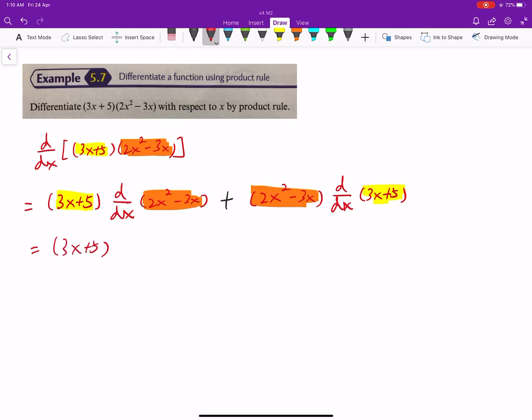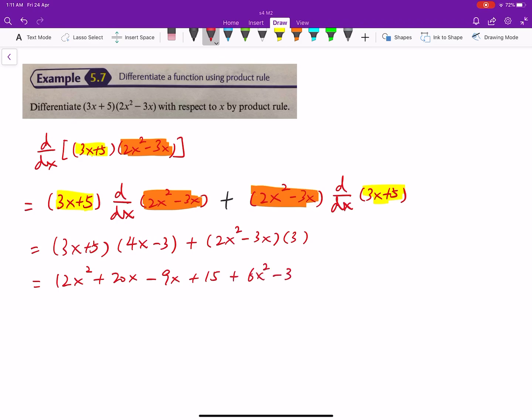If we differentiate this one, you have learned already, it is 4x minus 3. So you get plus. We keep this while we are differentiating 3x plus 5, so we get 3. Afterwards, we can simplify the expansion by doing some work. This should be 9. So finally, we get 18x squared plus 2x plus 15.